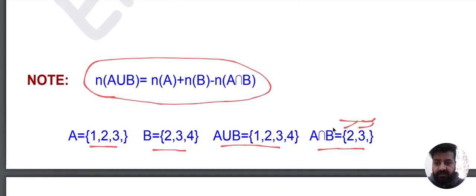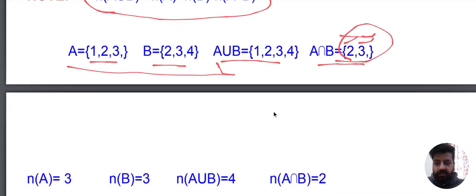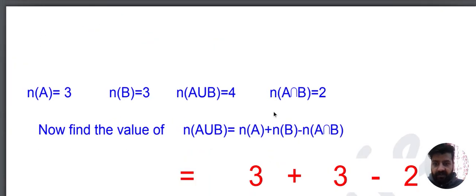Okay, so these two sets are given, and in A union B, we can find that these elements belong to both set A and set B. These are the common elements which belong to A as well as B.